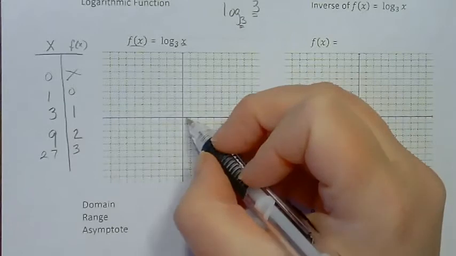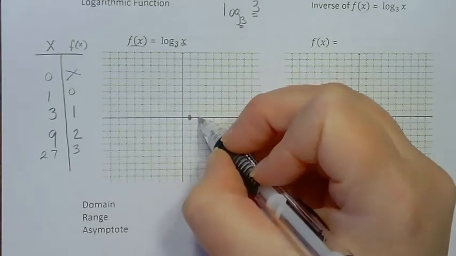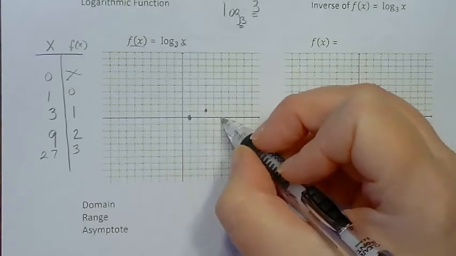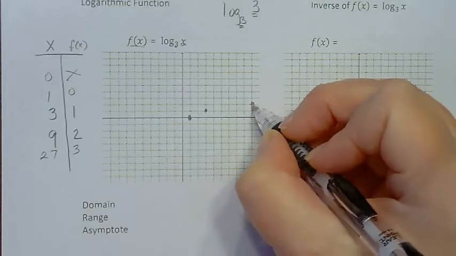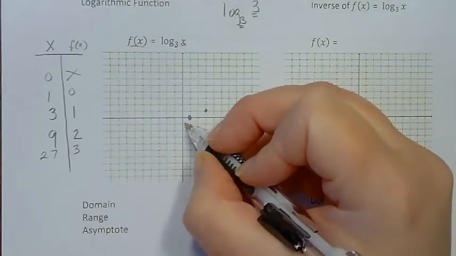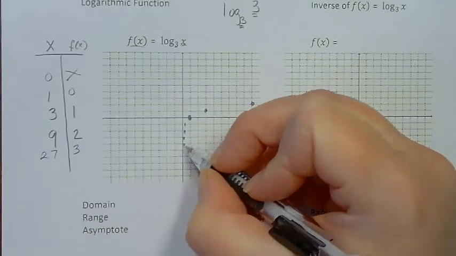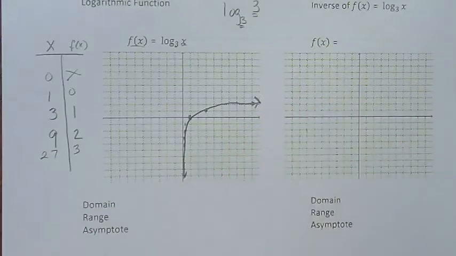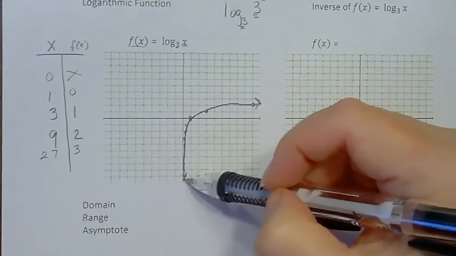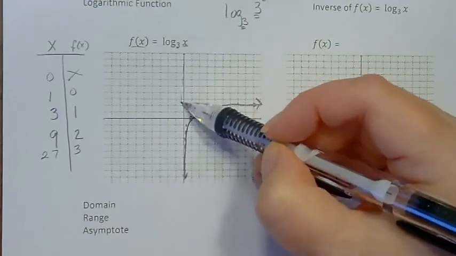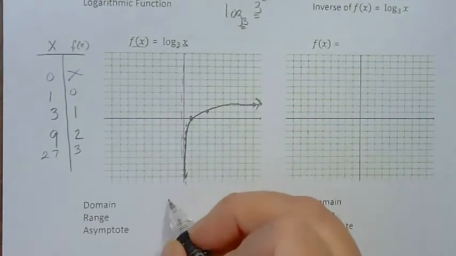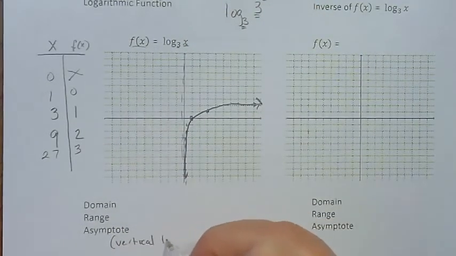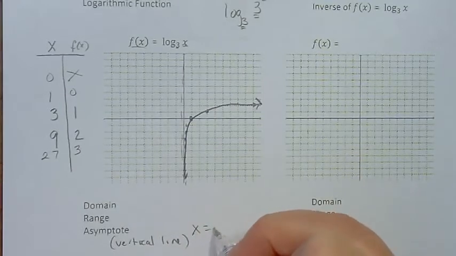So I've got the point 1, 0, 3, 1, and 9, 2. But everything beyond that is going to just be a fraction. It gets closer and closer to 0, but it never touches. So it looks something like this. What that tells me then is if I can't put 0 in for x, this has to be the asymptote. So the asymptote for a logarithm is a vertical line at x equals 0.